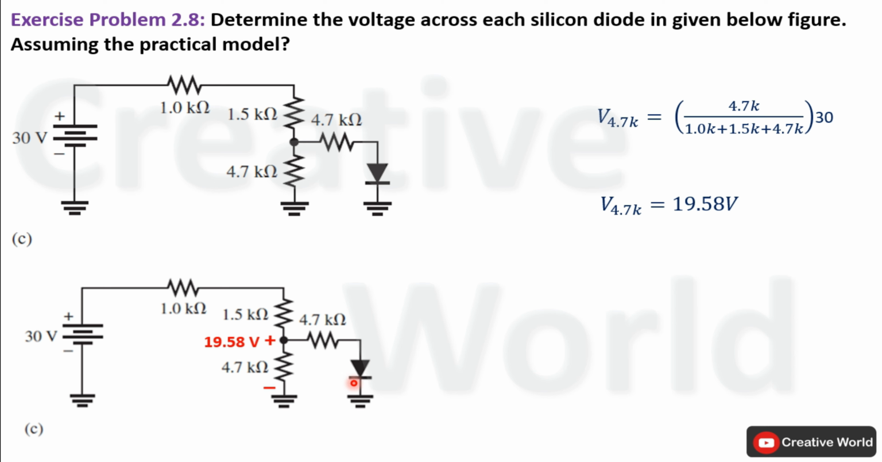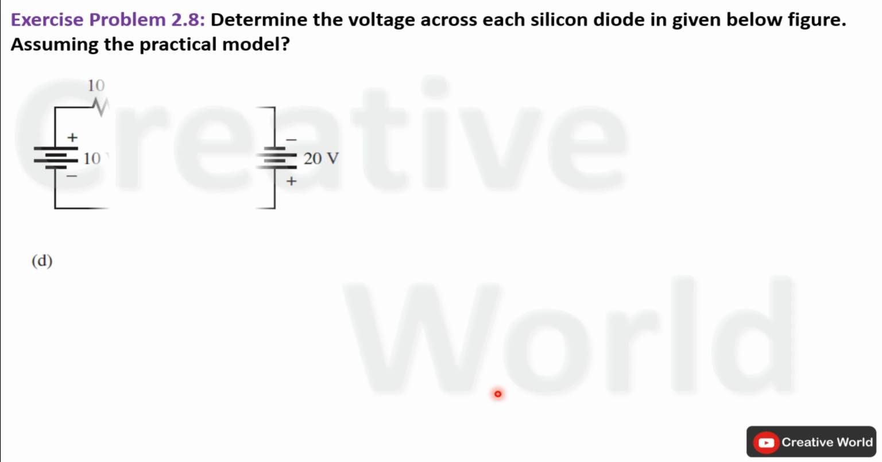So this diode will be in forward biased mode, and in case of a practical silicon diode, if it is conducting or forward biased, it has a 0.7 volt potential difference across its terminals. So we can say that 0.7 volt will be appearing across this diode with this specified polarity. Move to the last configuration.